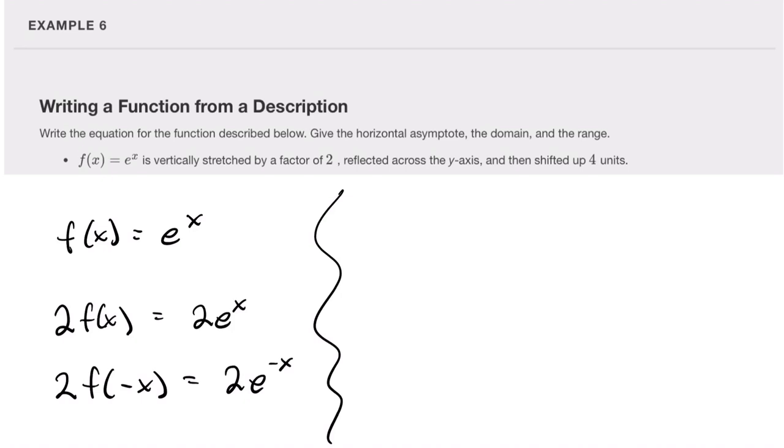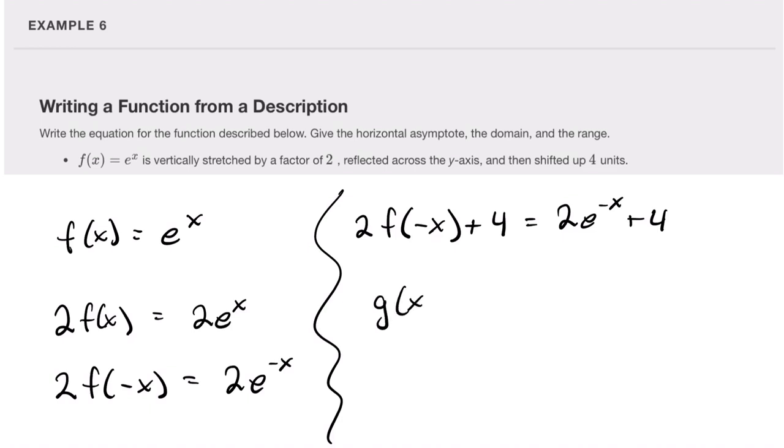And then we shift it up 4 units. Since it's a vertical change, we need to be outside of our parent function, so it's going to take on this form: 2 times f of negative x, and we want to go up by 4, so we say plus 4. That translates to 2e to the negative x plus 4. So g of x, our new function, is going to be this.